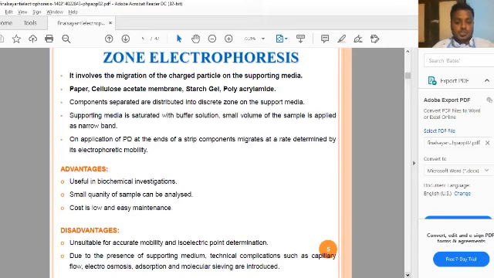The disadvantages of zone electrophoresis: it is unsuitable for accurate mobility and isoelectric point determination, and due to the presence of the supporting medium, technical complications such as capillary flow, electroosmosis, adsorption, and molecular sieving are introduced.